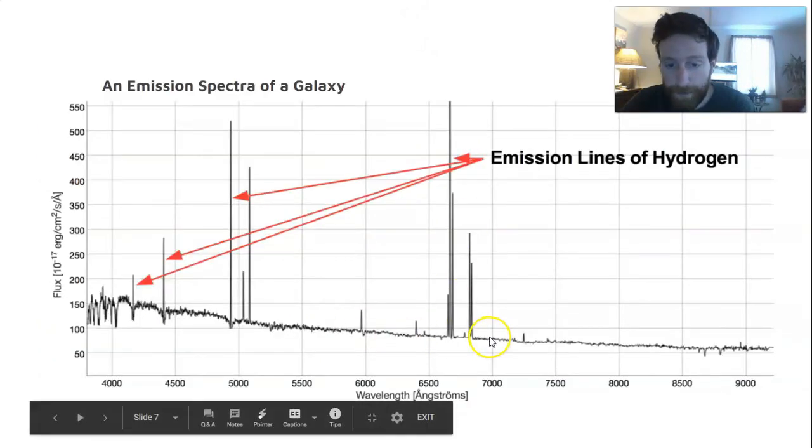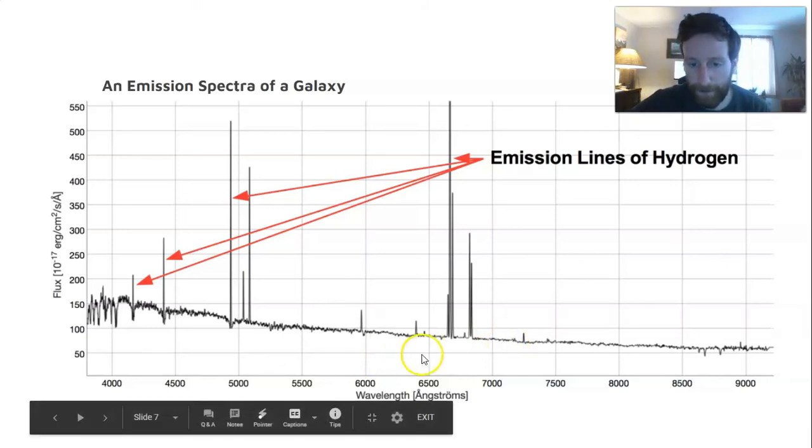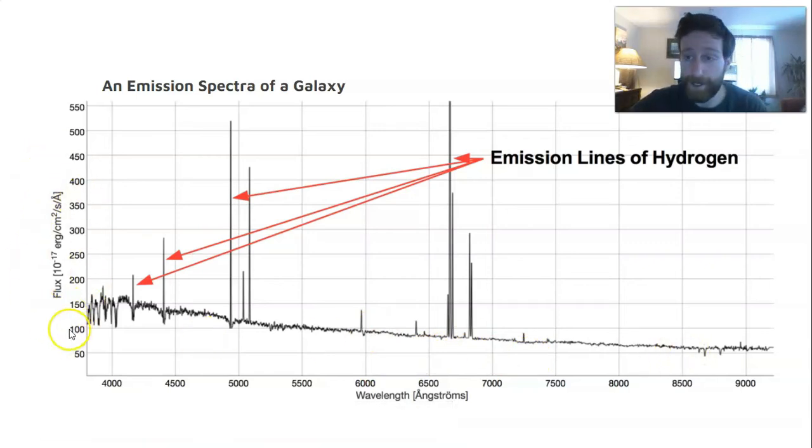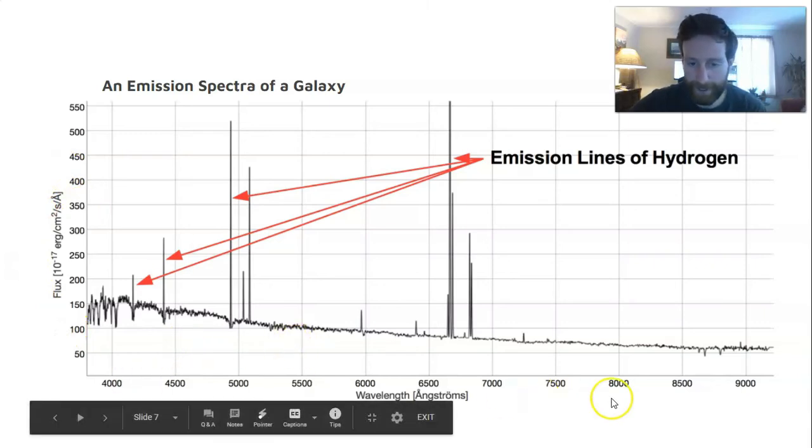Here is an example of what you might see coming out of the other side of a telescope. This is an actual emission spectra of a distant galaxy. And what we see, first of all, is on the y-axis is a really fancy way of saying brightness of light. And on the x-axis, we're graphing the wavelength. So you could think of this like color.